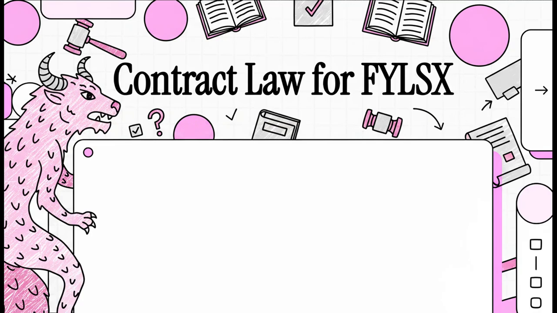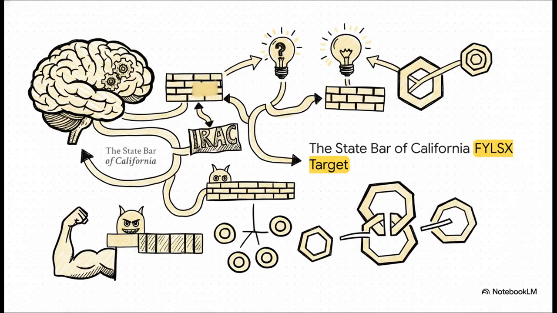Welcome, fellow 1Ls. Today, we are tackling the absolute beast that is contract law, specifically geared for our California baby bar. And hey, since the examiners dropped the essay portion, this explainer is strictly about high-yield, multiple-choice survival tactics. We're going to look at exactly how to quickly spot the right answers and avoid those incredibly clever traps they lay out for us. Okay, let's dive right into this.